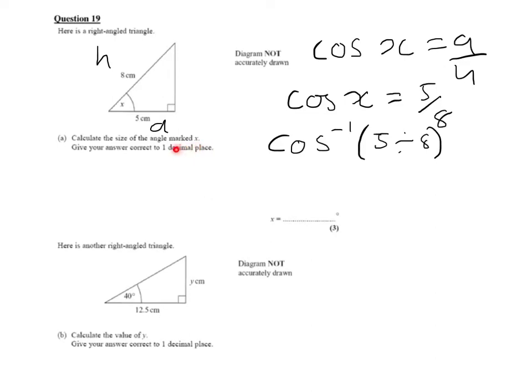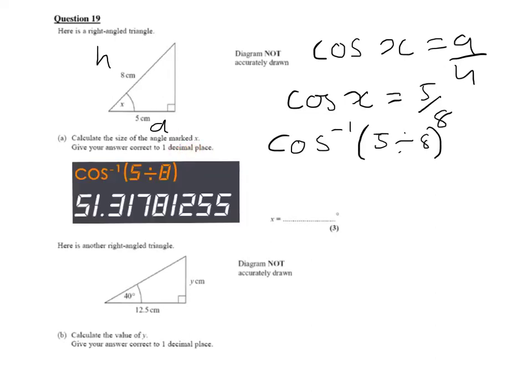So we'll do that now. So you can see that I've inserted the answer onto the screen, so I've got to round 51.3178, and that will simply be 51.3 because of the 1 after the 3.